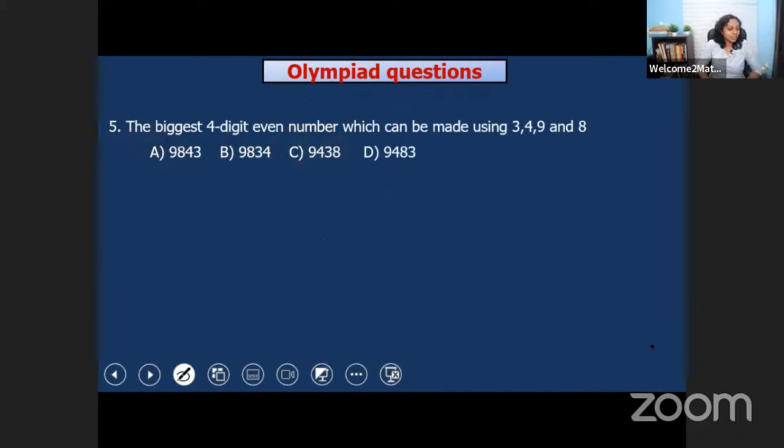Here our question is: the biggest 4-digit even number which can be made using 3, 4, 9 and 8. That is our question. So let's find out the answer. We have to make a 4-digit even number, but the biggest 4-digit even number. So try to solve this first, then I will show you the answer. All the best.